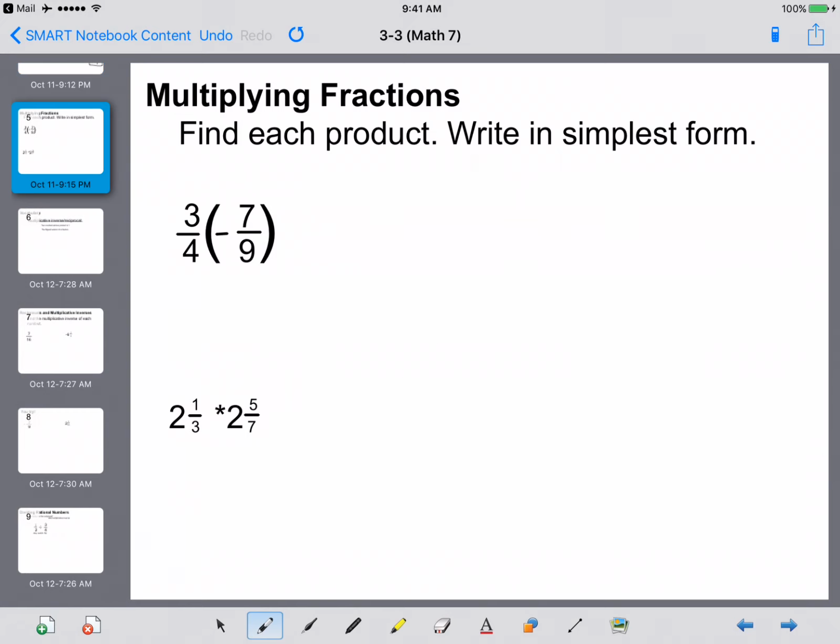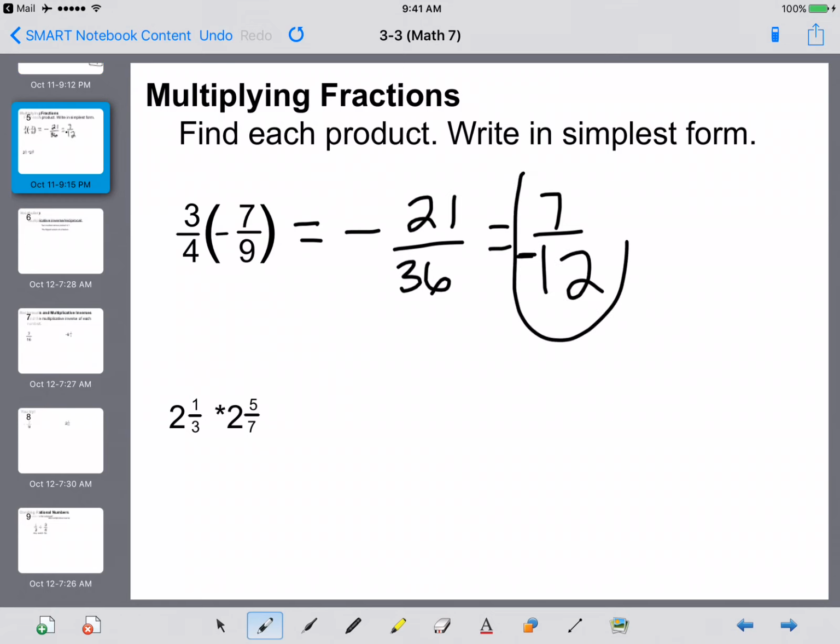Now we've got a little more complicated ones. First things first, here we have a positive times a negative. And when you multiply and divide, negatives come in pairs, so our answer has to be negative. And now we're going to multiply straight across again. So 7 times 3 is 21. 9 times 4 is 36. Does anything go into both 21 and 36? Yes, 3 does. So we're going to divide by 3 and get 7/12. And don't forget to bring our negative on over with it.